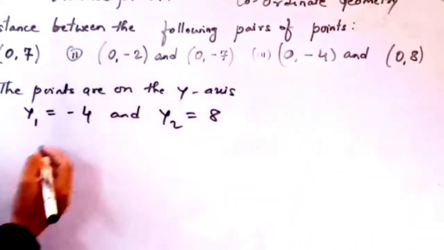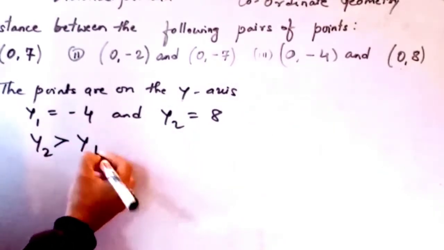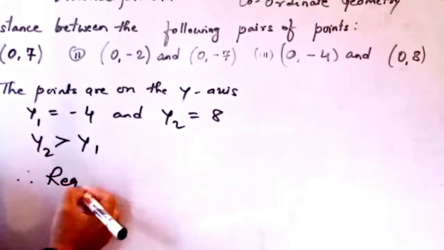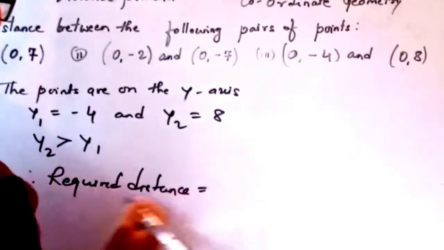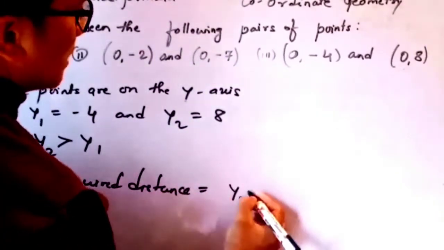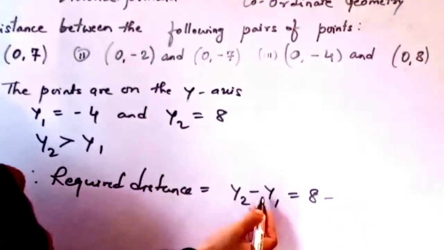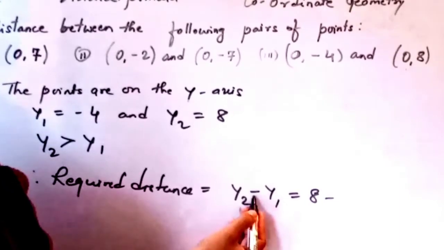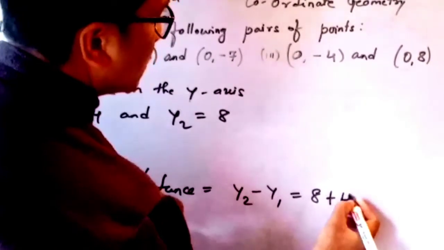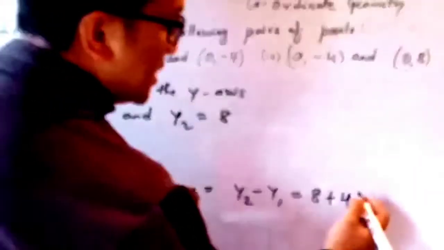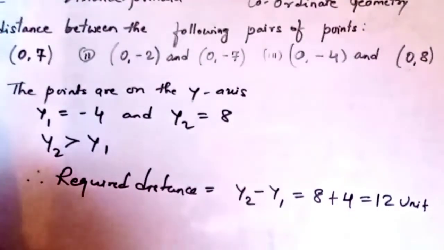When you look at this, y2 is greater than y1. Therefore required distance equals, we have to subtract y1 from y2. Here y2 is 8 and y1 is -4. But in front of y1 here is minus, that's why minus and minus it will be +4. And we have to add this. When you add this, we get 12 unit. In this way it can be solved.